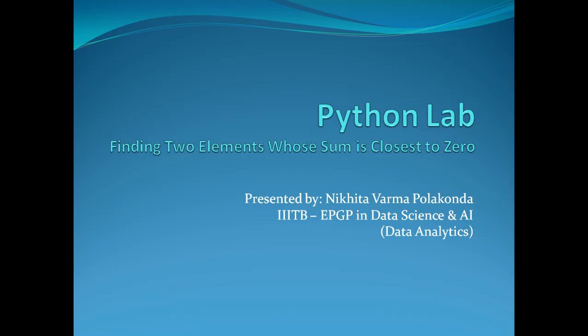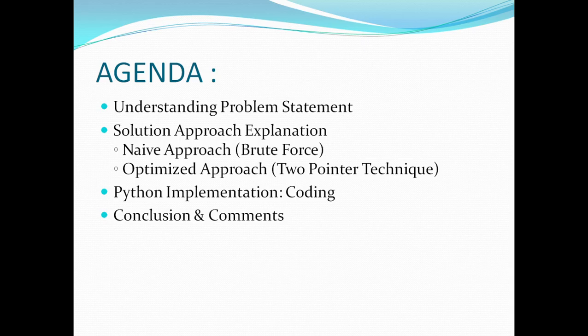Today I'll be walking you through a Python lab assignment: finding two elements whose sum is closest to zero. The agenda is to understand the problem statement, and then we'll go through two approaches, brute force and optimized, then Python implementation and explanation, followed by conclusion and key takeaways.